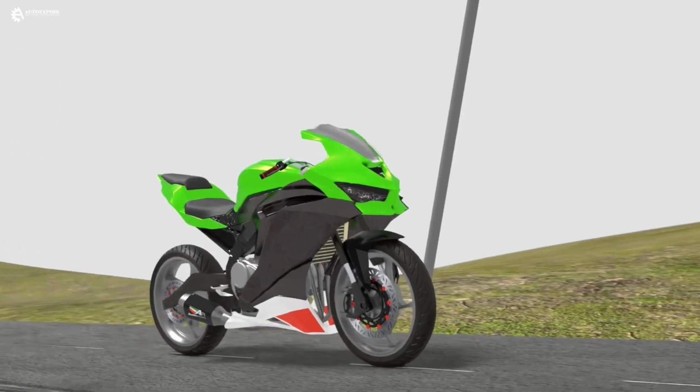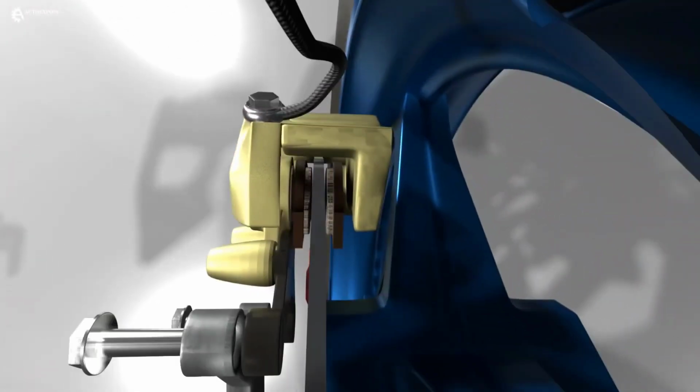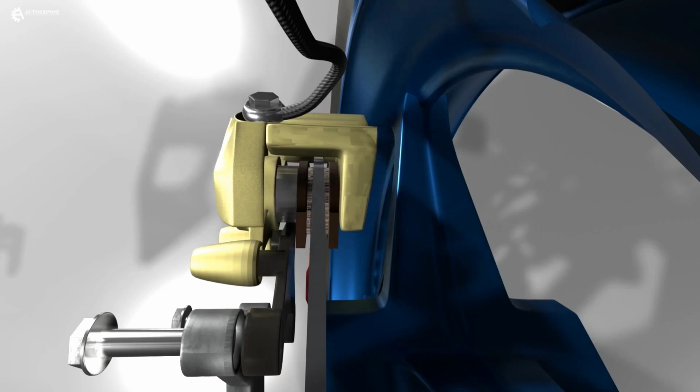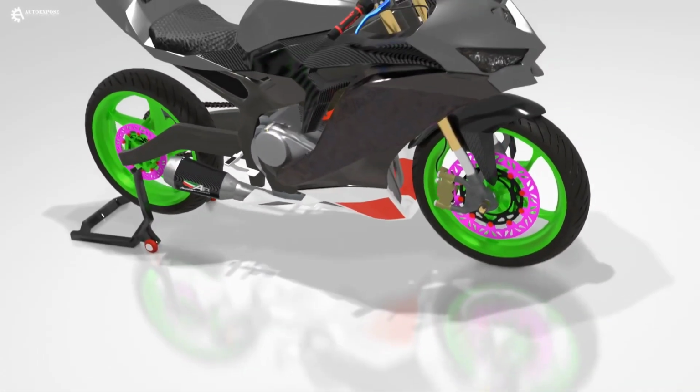So, what happens when air enters the hydraulic brake system? This is a condition where air accidentally enters the hydraulic brake system. Then why does it happen? This is an animation of the hydraulic brake system on a motorbike.